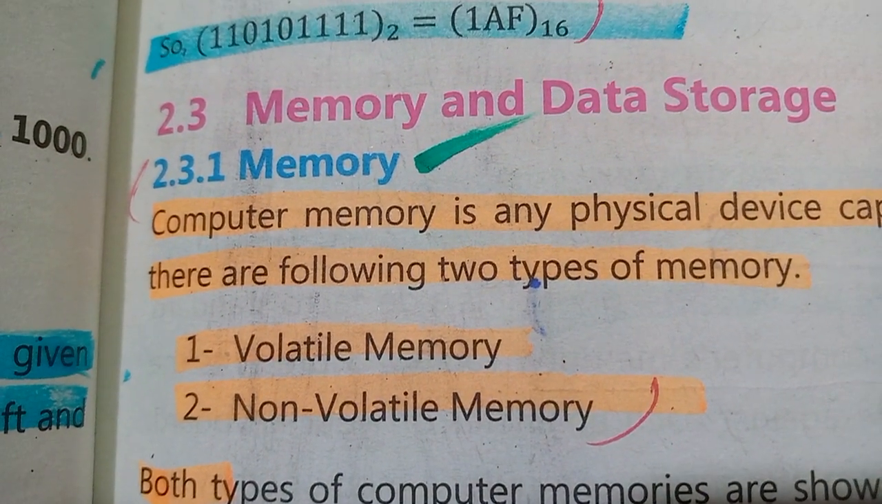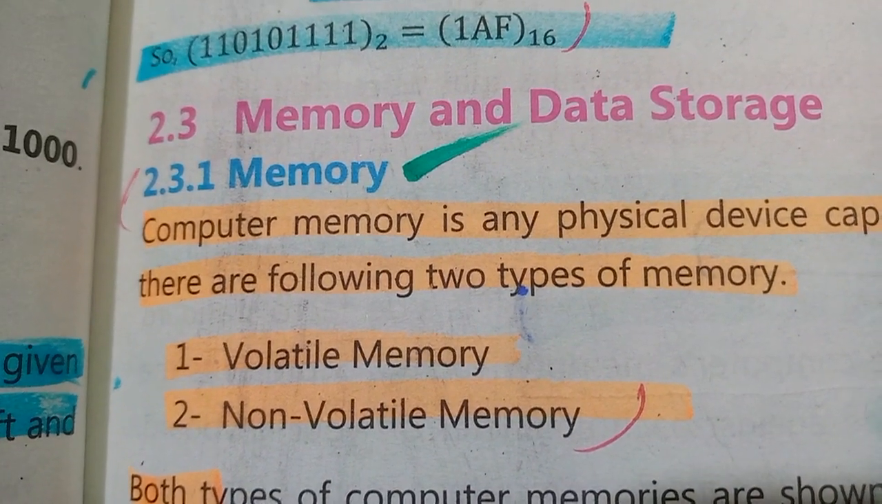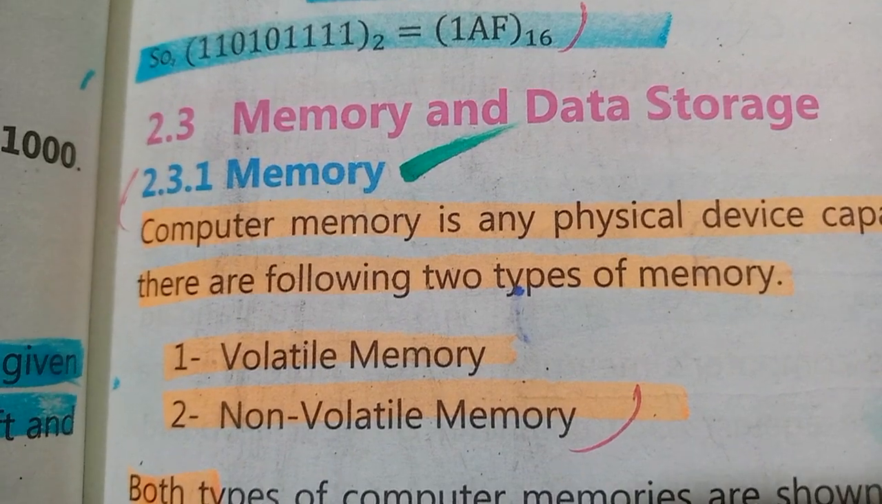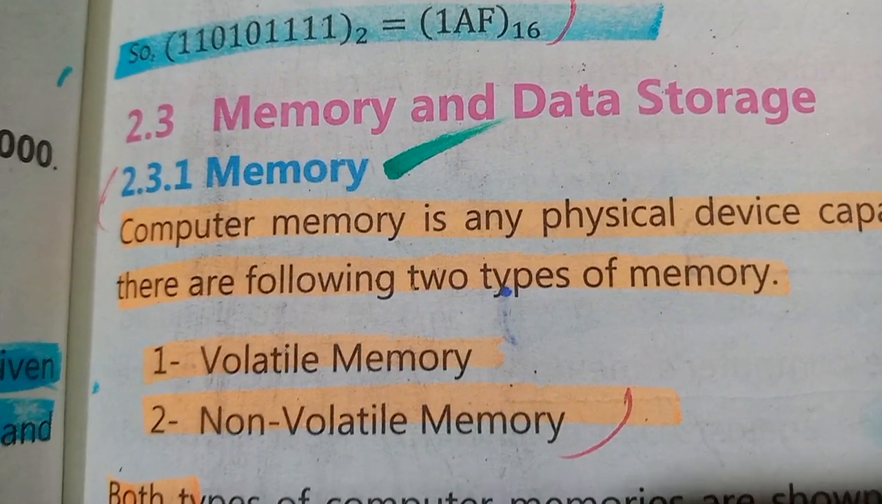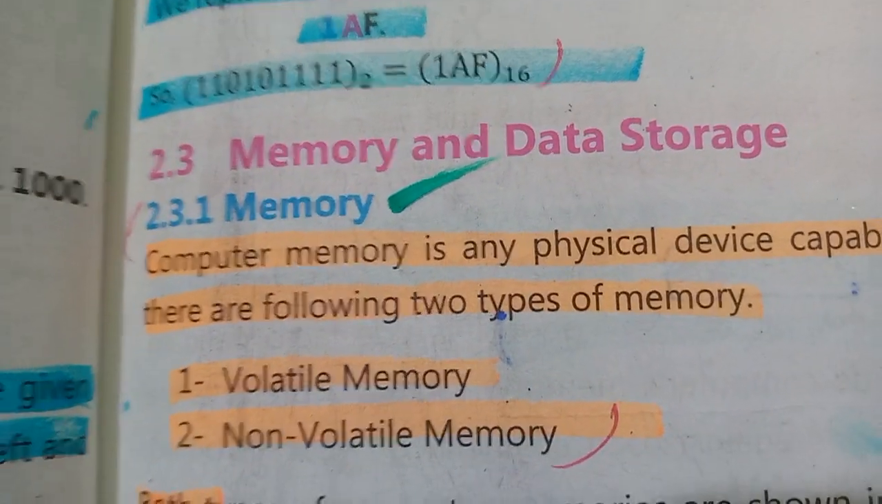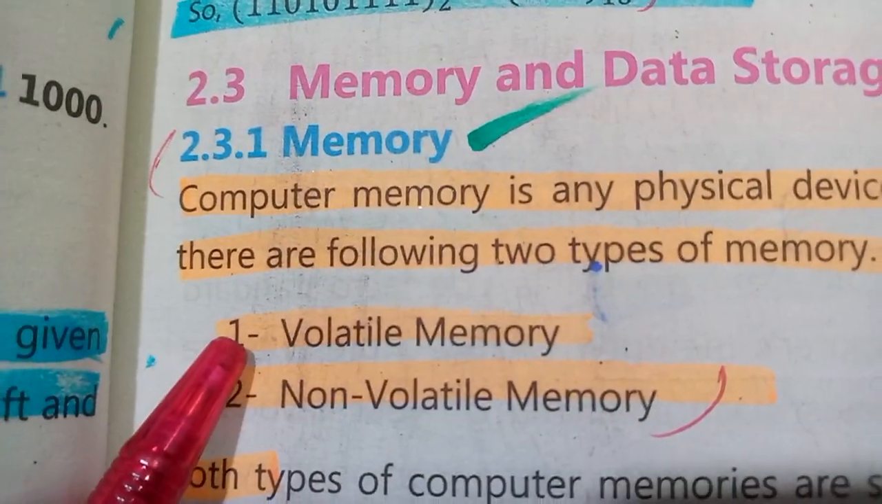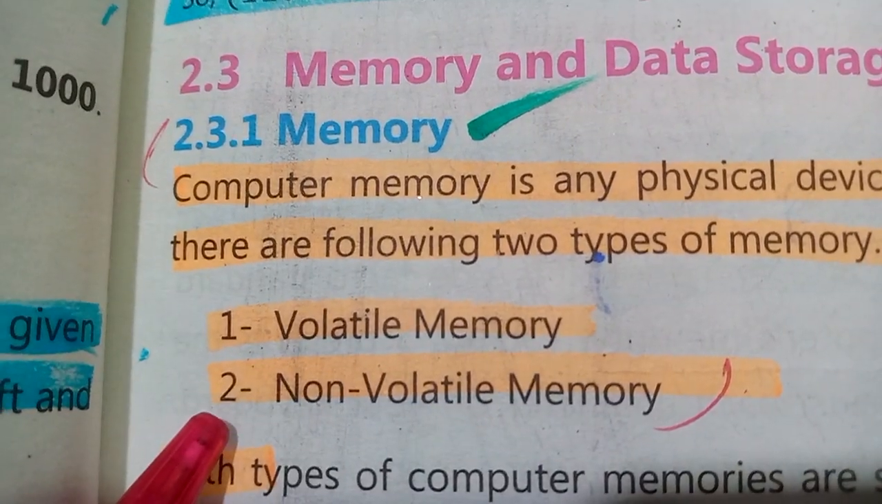If the examiner does not ask this question as a long question, then he can ask short questions. There are three short questions that the examiner can ask. The first one is, what is memory? The second one is, what is volatile memory? And the third one is, what is non-volatile memory?